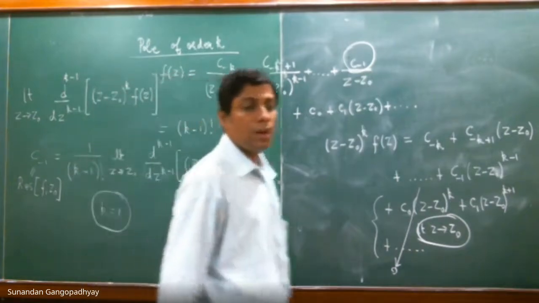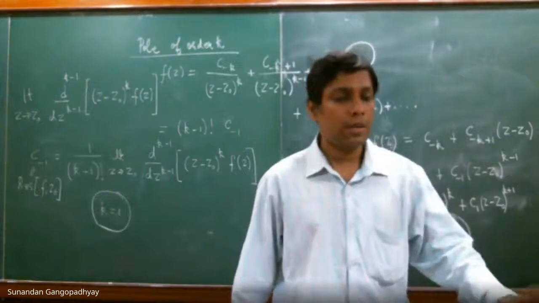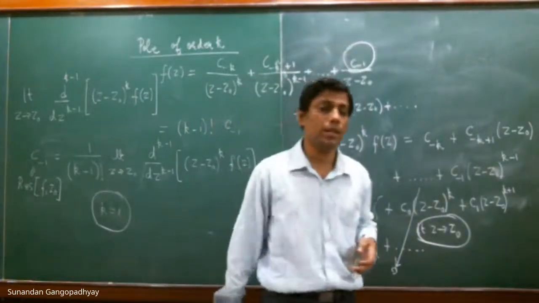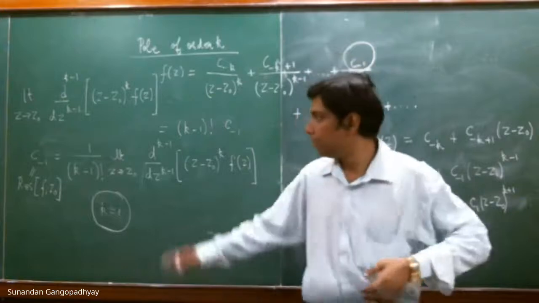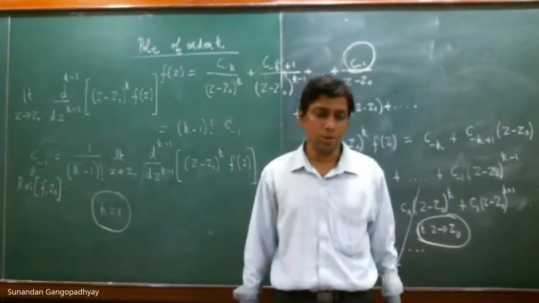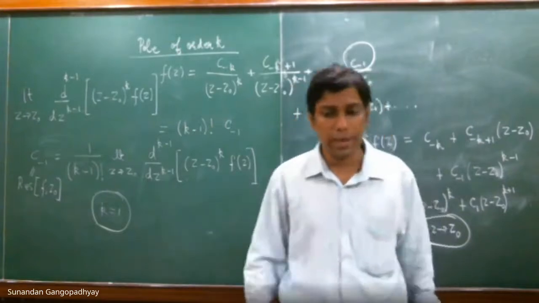You recovered the formula for the residue of the function for a simple pole, for k is equal to 1, if I set k is equal to 1 in this general formula. So this formula actually captures the formula of the simple pole also. So this is the most general formula if the function has a pole of order k.